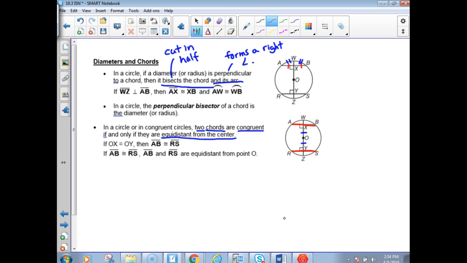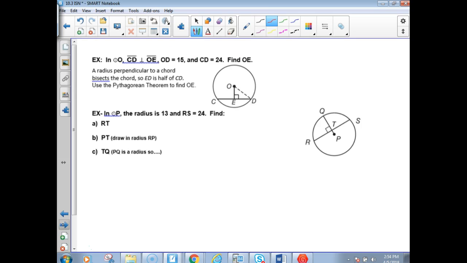And if AB is congruent to RS, then RS has to be equidistant from the point O. So that's just the converse of what this said. All right, next. I think we're just a few examples of what to do to use this. Oh boy, I see some little right triangles. Guess what's coming?